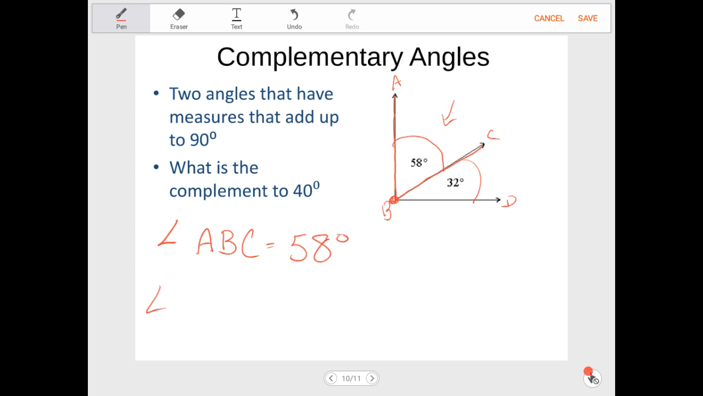Let's name this other one. If I just get rid of all these marks here, I think I had this as B, this was C, and this was D. We know the vertex must be the middle letter, so that would be B. This would be angle CBD, and that is 32 degrees.